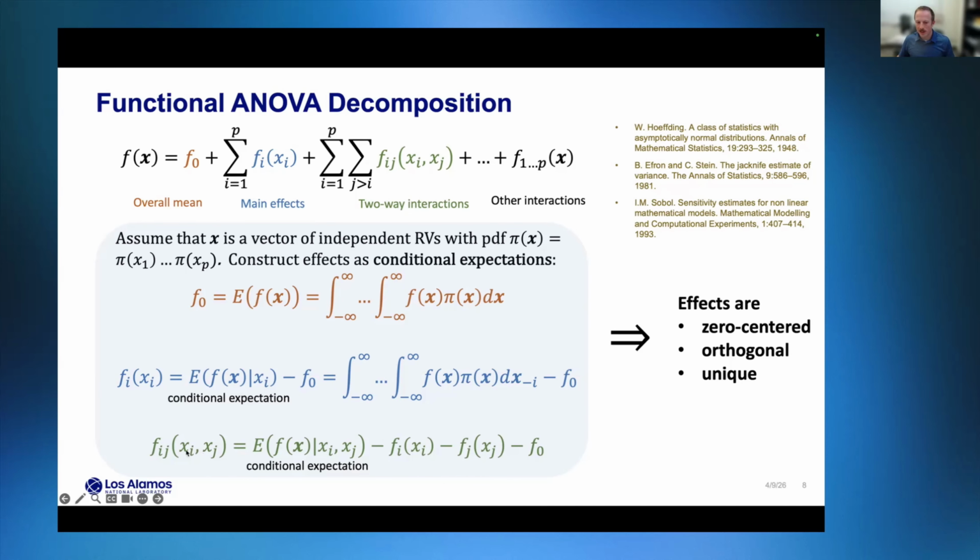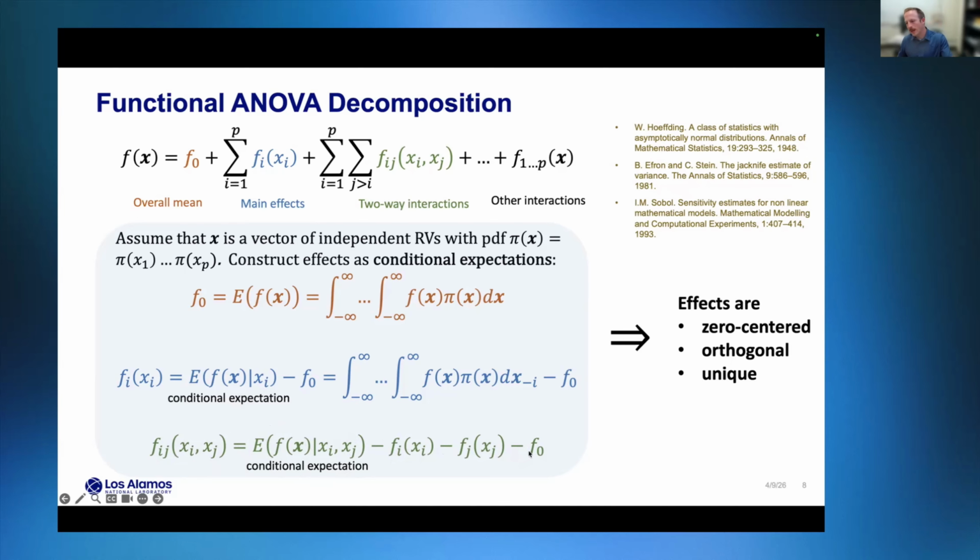And then a two-way interaction is another conditional expectation where we have x i and x j now, so that's a function of two variables. It's averaged over everything other than these two variables, but it's different depending on where you are in those two variables. And then we also subtract out the lower-order effects, the main effects in this case, and the overall mean.